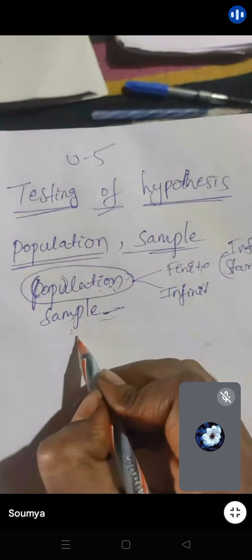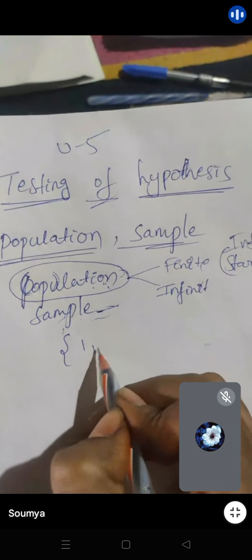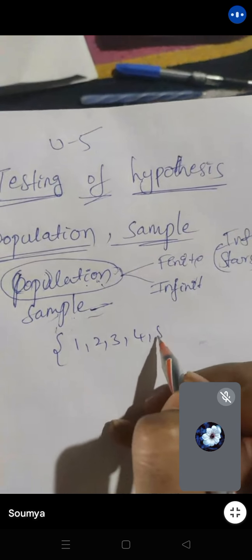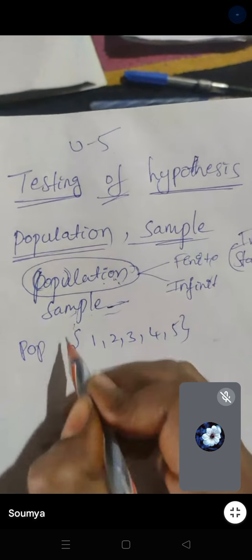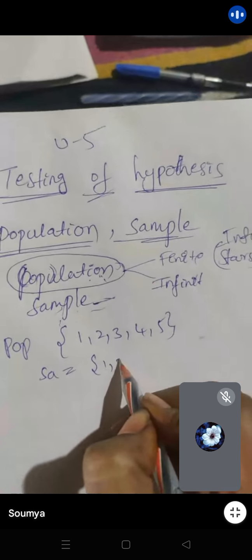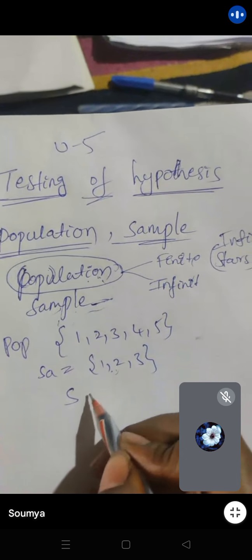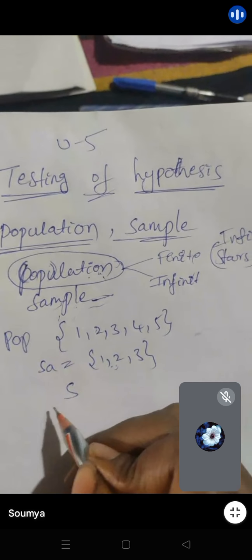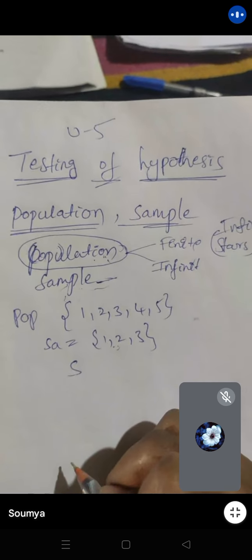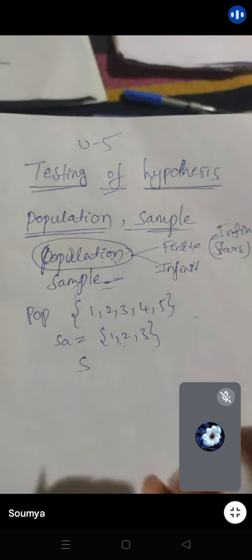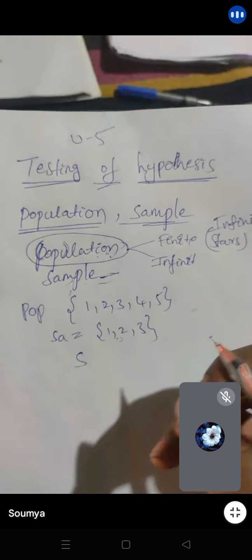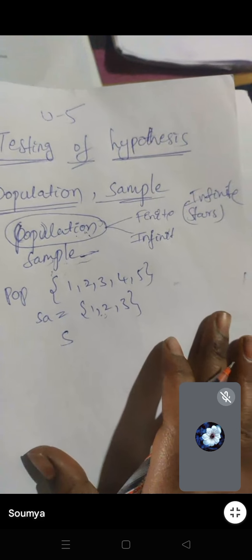Suppose I have a population 1, 2, 3, 4, 5. For the sample I will take 1, 2, 3. So this is a subset of the population, right? So a sample is always a finite subset of the population. For checking the purpose of the population, we will go for a sample.